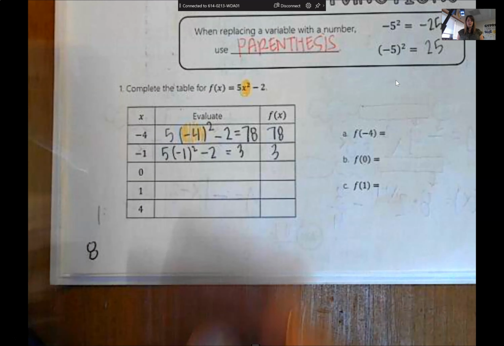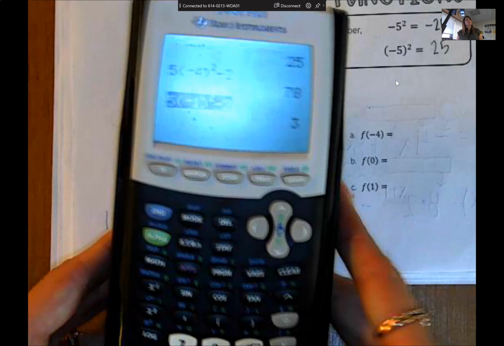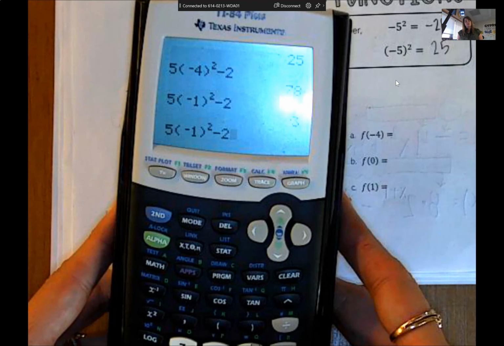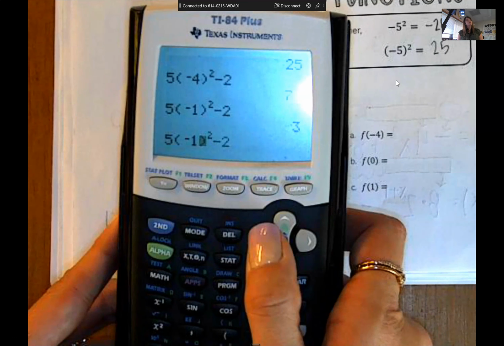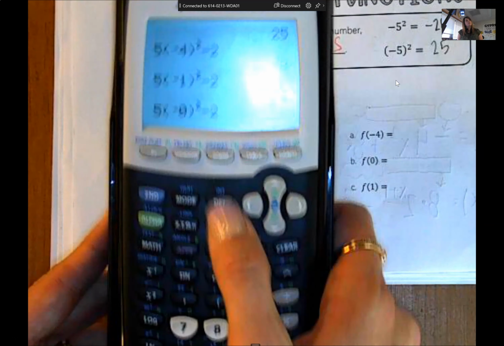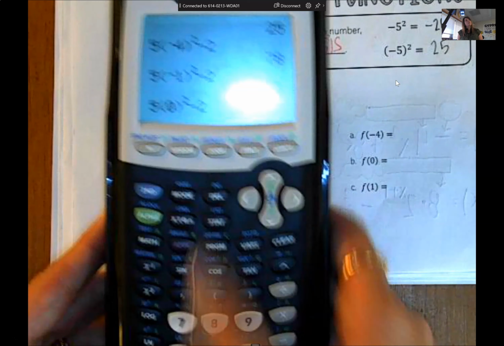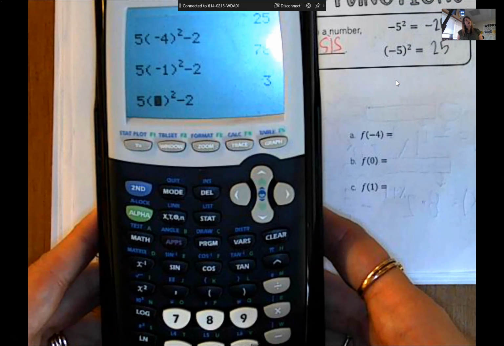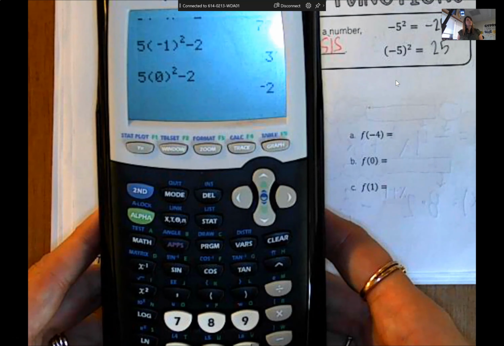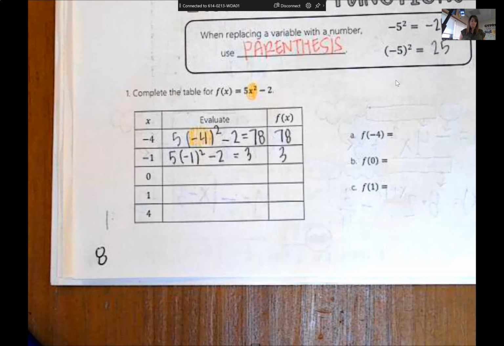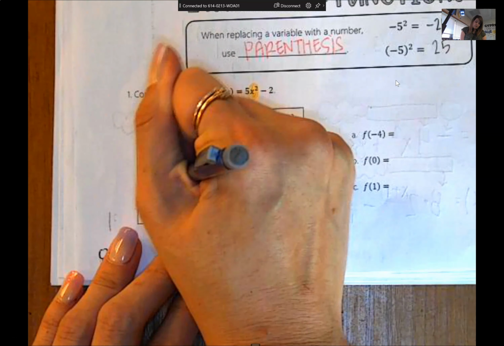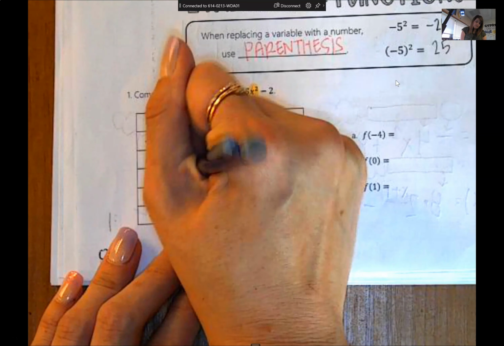Next one is 0, and I'm just going to steal that function again. I'm just going to go up and copy it. But this time when you do it, when you replace the 1 with the 0, you still have that negative hanging out. So you delete it off. The delete is right next to the left arrow. So you highlight it and just hit delete. And now you have what you need. This gives us -2. So 5 parentheses 0 squared minus 2 gives us -2.